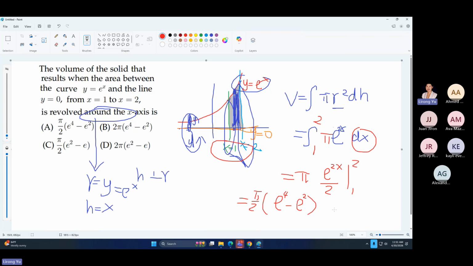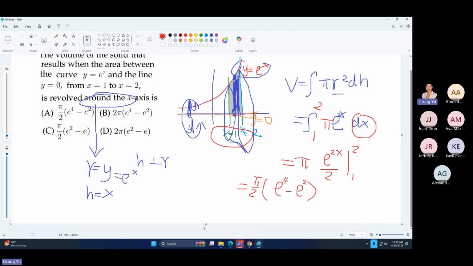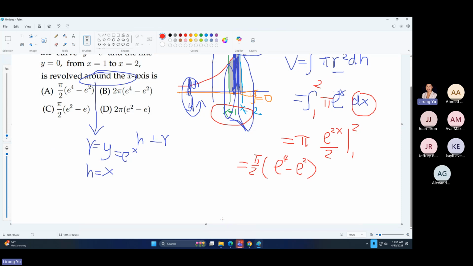Okay, so that's the whole process. I hope that explains this is a disk method. I probably don't want to do the shell method, but if you want to, you can try. Let me just explain. I think this one can be either way.